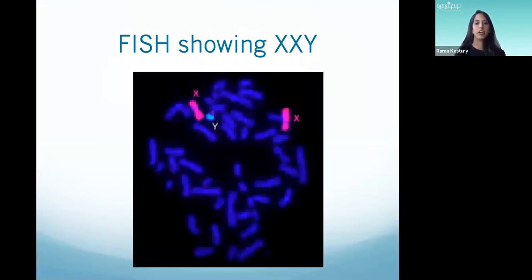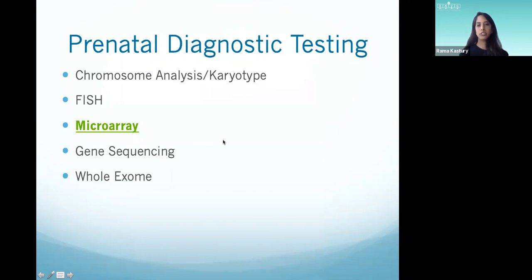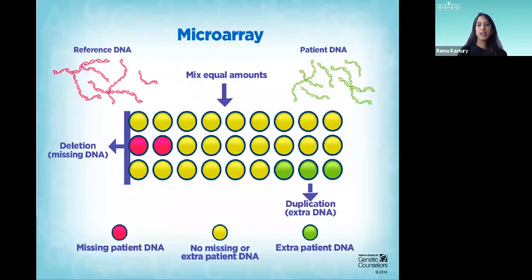And this is a FISH analysis showing where they've painted the whole X chromosome and it's showing XXY. So there are 2 X chromosomes, as you can see, and 1 Y chromosome. Now jumping into microarray. A microarray is basically looking at quantity of DNA.